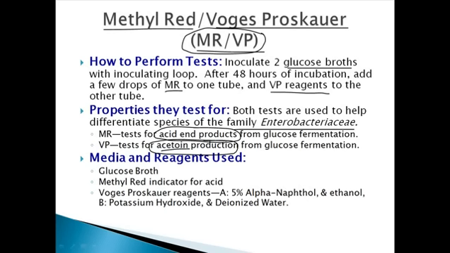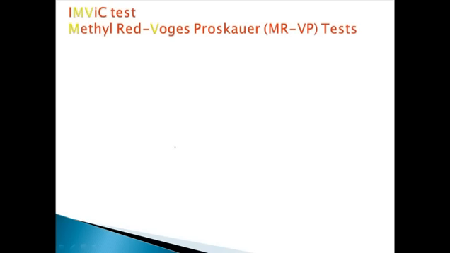Okay, so we use glucose broth. It is very, very simple. We use methyl red and the Voges-Proskauer reagent. The Voges-Proskauer reagent contains potassium hydroxide, alpha-naphthol and ethanol. Don't try to remember this, because it will be really puzzling for you. So what is the main idea? MR and VP: methyl red and Voges-Proskauer. The name comes from the fact that we use the methyl red indicator and the Voges-Proskauer reagent.